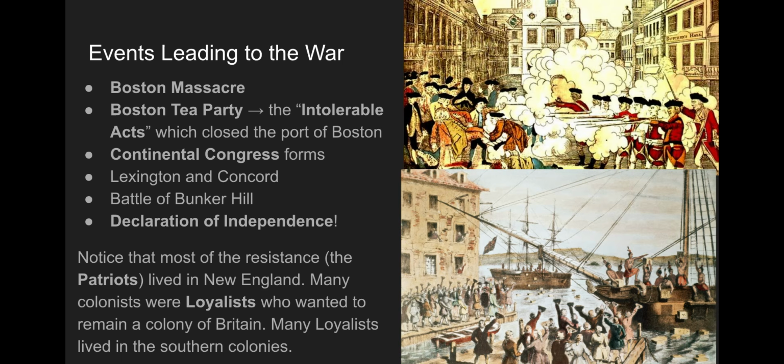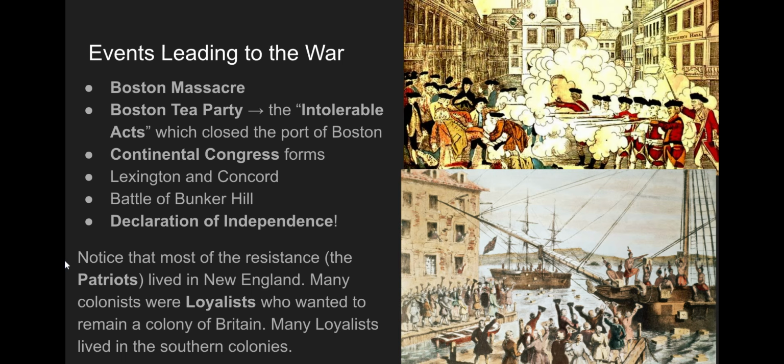After these issues, the Continental Congress forms. This is a group of representatives from each of the colonies getting together to talk about these issues. And eventually, fighting will begin. The shot heard round the world was at Lexington and Concord, where the first skirmishes took place. Eventually, the Battle of Bunker Hill is fought in Boston. And finally, the delegates from the Continental Congress will get together and decide that, yes, instead of just making the British fix these problems, we should actually become our own independent country.